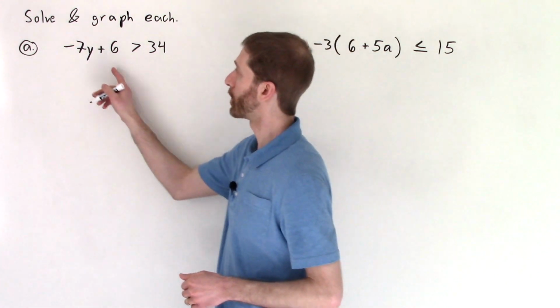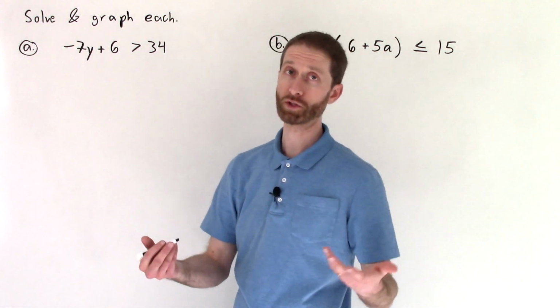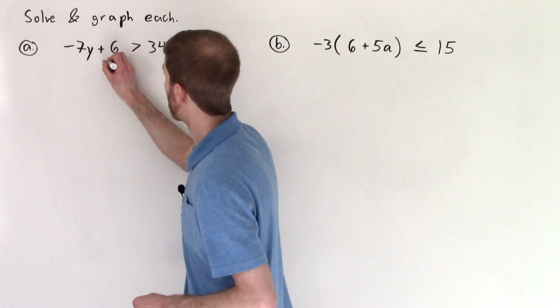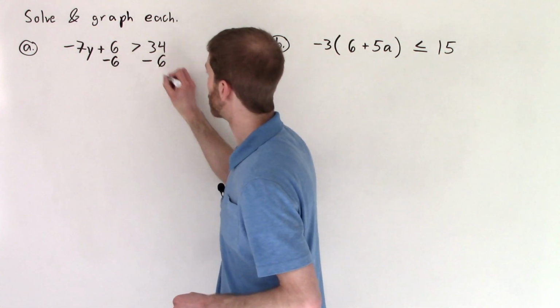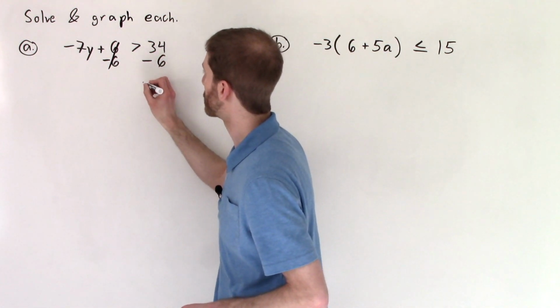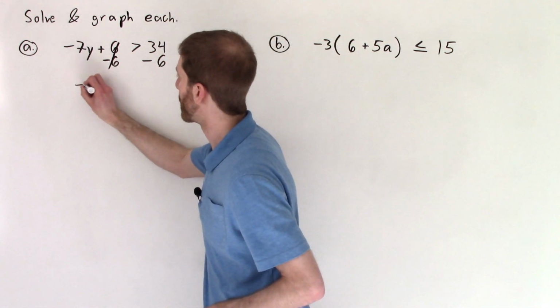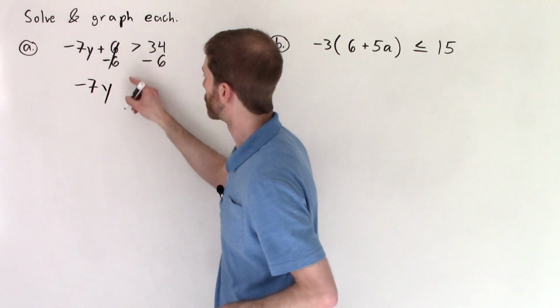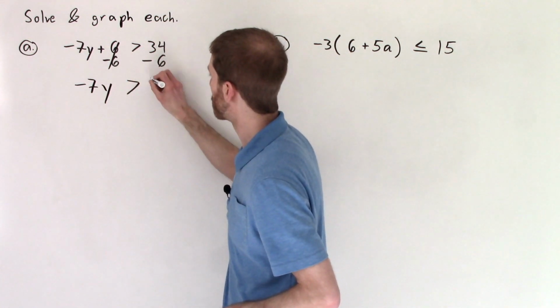So first things first, we have to undo addition of 6. So we'll subtract 6 from both sides. Here we go. Minus 6 from both sides of the inequality. You're left with the 6s cancel. 34 minus 6 is going to be 28. So we'll get negative 7y is greater than 28.